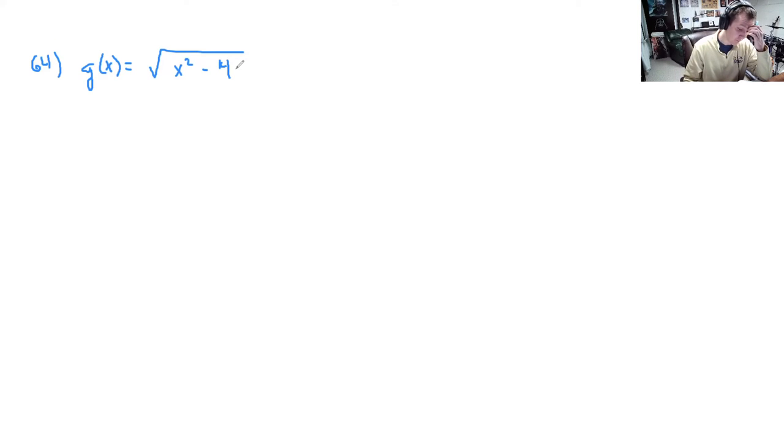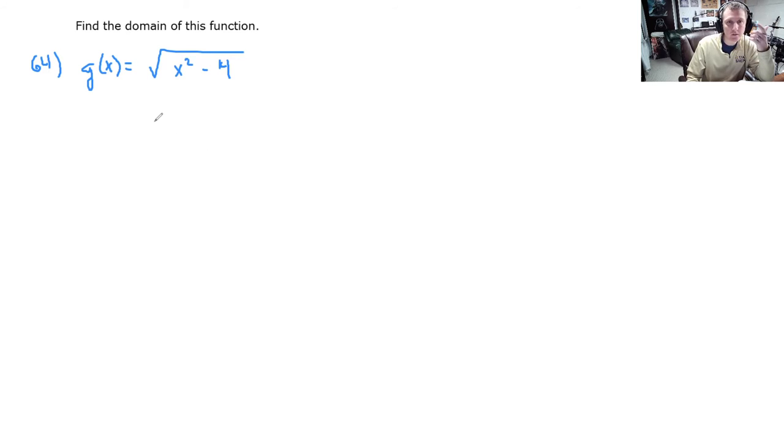We're trying to find the domain of this function. And the function is the square root of x squared minus 4. All right. So when you're looking for the domain of something, you need to think about some of the properties of the things you see in it.